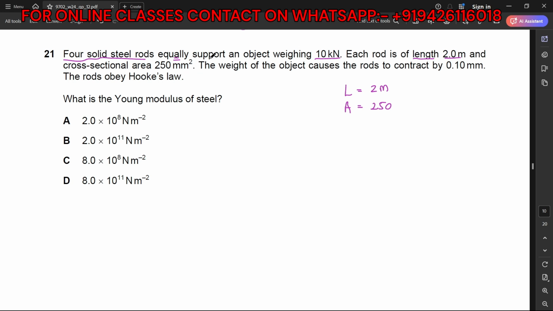If I want to convert this millimeter square into meter square, I need to do 10 to the power of minus 3 and then square it. So it becomes 10 to the power of minus 6 meter square. The weight of the object, the 10 kilonewtons, causes all the rods to contract by 0.10 millimeter. So a particular rod has an extension x equal to 0.1 into 10 to the power of minus 3 meters. It's mentioned that the rods obey Hooke's law. Based on this information, what is the Young modulus of the steel?